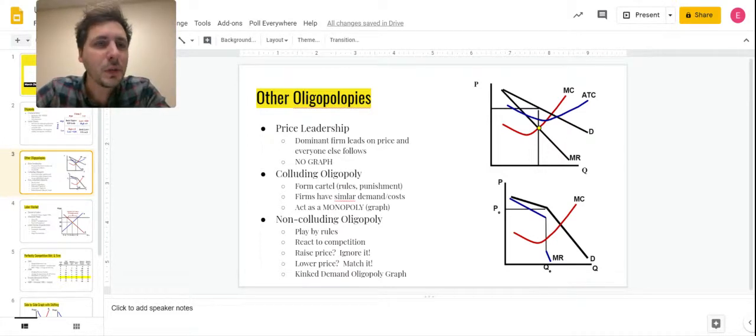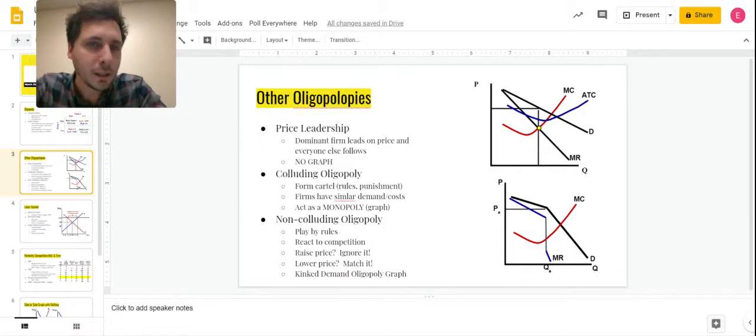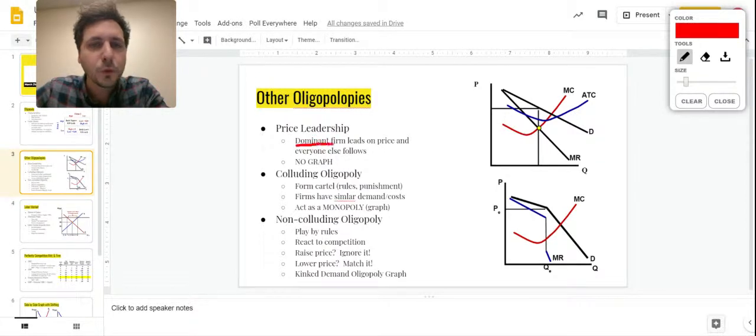Okay, video number 2, we're talking about other oligopoly types. First, price leadership oligopolies. Price leadership oligopolies actually have no graph, right? They share the same characteristics but no graph. And this is when you have one dominant firm. One firm kind of rules the roost.